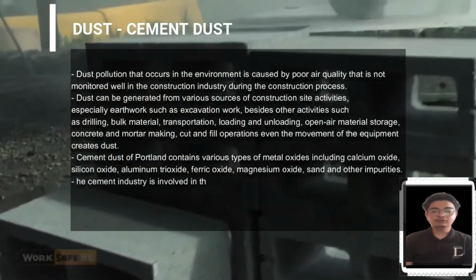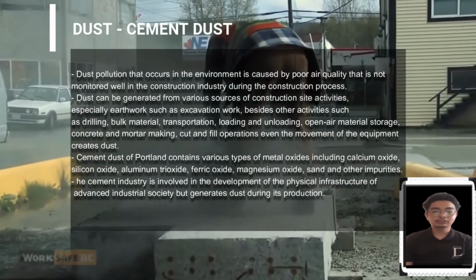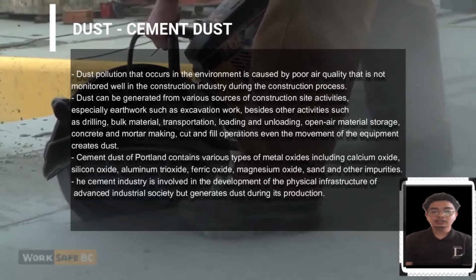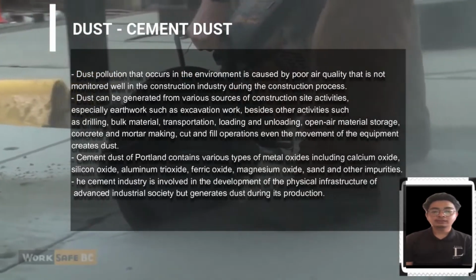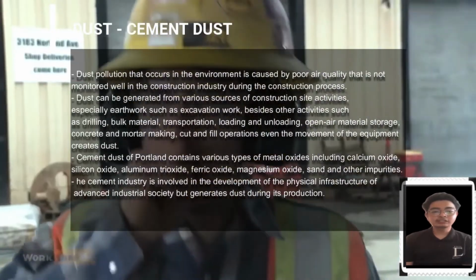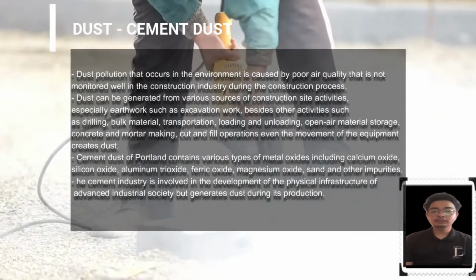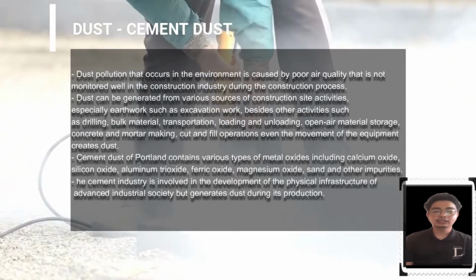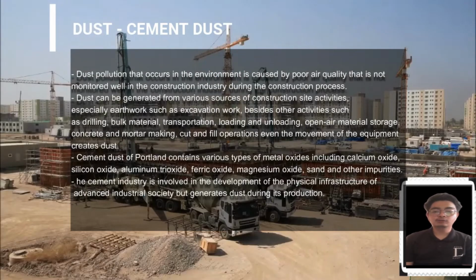Dust can be generated from various sources of construction site activities, especially work such as excavation works, besides other activities such as drilling, bulk material transportation, loading and unloading, open air material storage, concrete and mortar making, cut and fill operations. Even the movement of equipment creates dust. Cement dust or Portland contains various types of metal oxides including calcium oxide, silicon oxide, aluminium trioxide, ferric oxide, magnesium oxide, sand and other impurities.